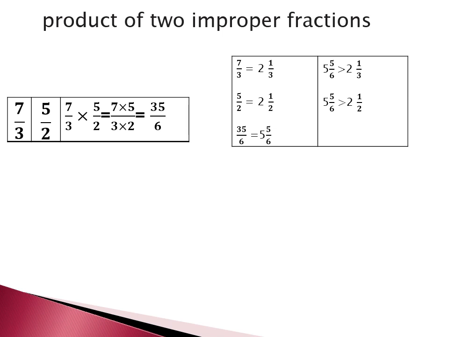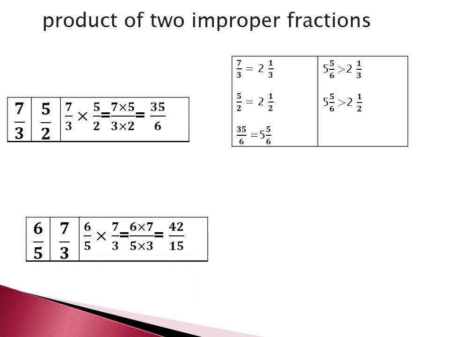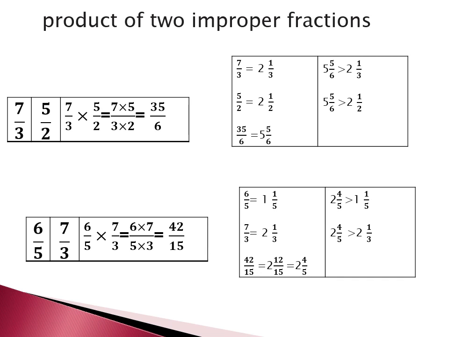Now let us see one more example. 6 by 5 and 7 by 3. What is the product there? 42 by 15. Now we have to check whether it is greater than each of the fractions or not. Let us convert each one into a mixed fraction. 6 by 5 equals 1 integer 1 by 5, 7 by 3 equals 2 integer 1 by 3, and 42 by 15 equals 2 integer 4 by 5.